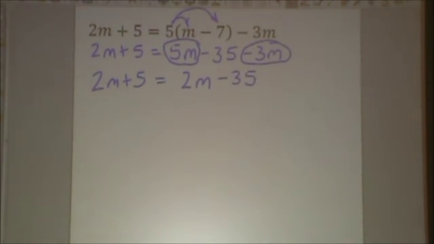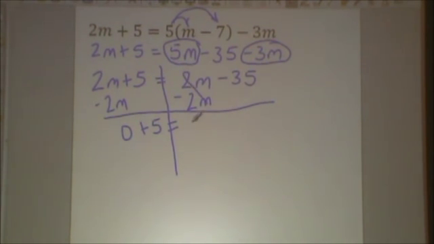And now I have a problem like I had for our first example. I have m's here and m's here. So I'm going to get rid of my smaller m, but this time they're both the same. So I'm just going to move this m to the other side by doing the opposite of a positive 2m, which is a minus 2m. And I get 0 plus 5 equals, and these cancel out, negative 35. 0 plus 5, I lost my m. 2m's minus 2m's is 0. So 0 plus 5 is 5.